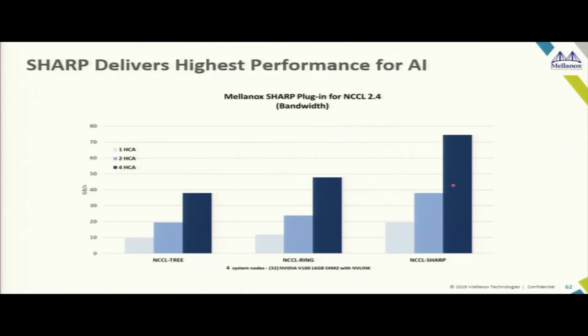So when you look at NCCL with tree, ring, and SHARP, this is again a four-node system where we are looking at the bandwidth in Gbps for multiple HCAs.